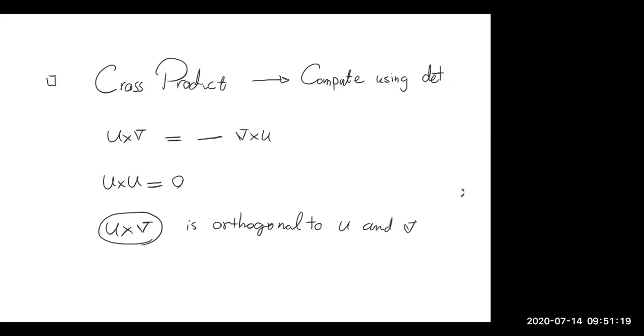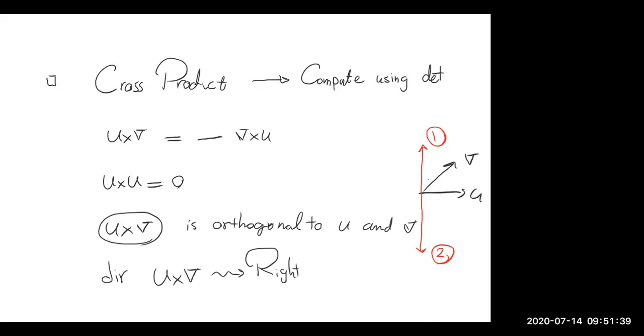So if this is U, this is V, the cross product would be orthogonal to both of them, but there are two directions orthogonal to these two. This is one direction, this is the other direction. Which one is the direction of U cross V? You learned that you should use the right-hand rule to find the direction. So in this case, let's just try that. I guess it's direction number 1. That would be the direction of U cross V. It would be upward in this case.